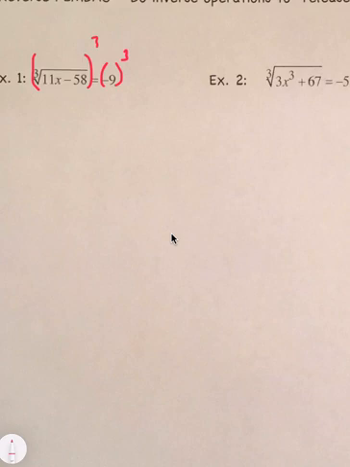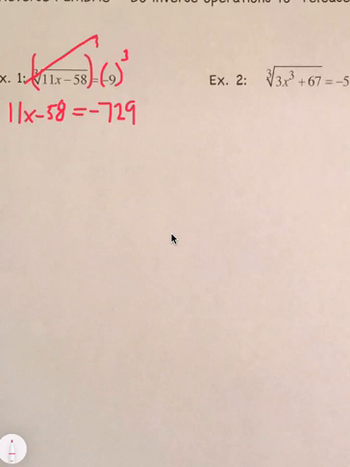So when we do that on the left hand side, the cube root goes away. We get 11x minus 58. Negative 9 cubed, when we do that, we get negative 729. That means negative 9 times negative 9 times negative 9, in case you're wondering.